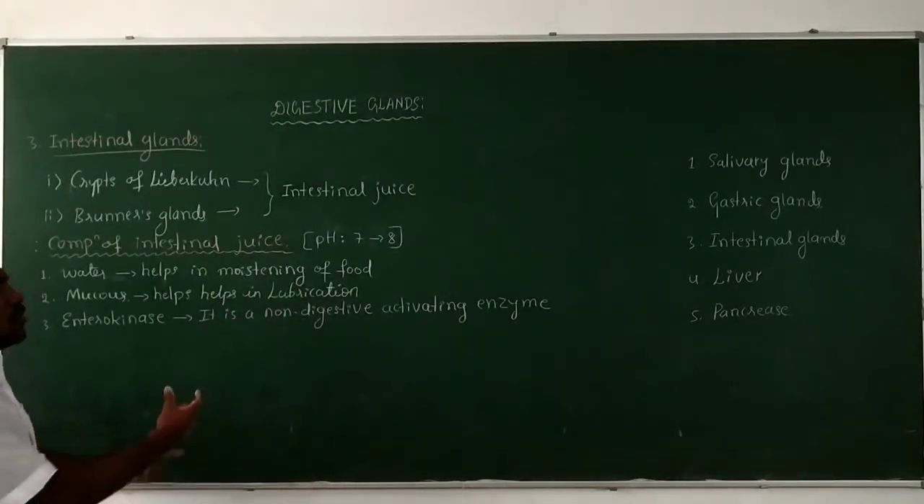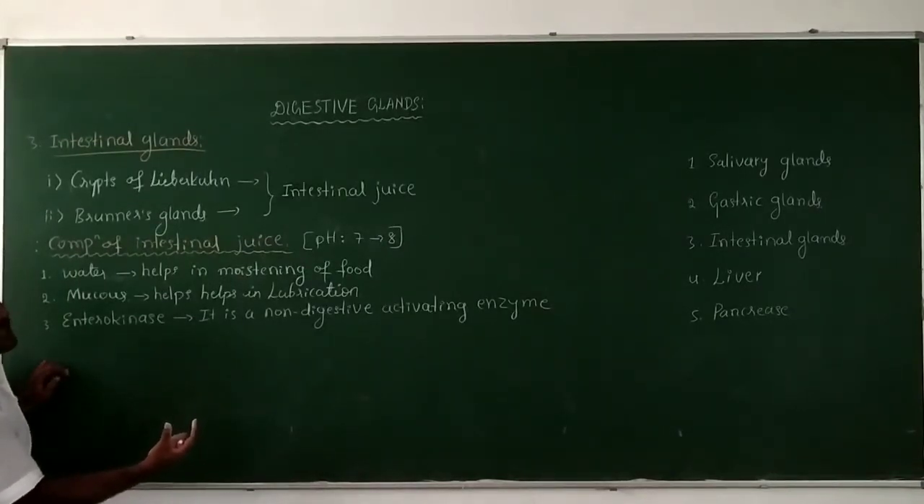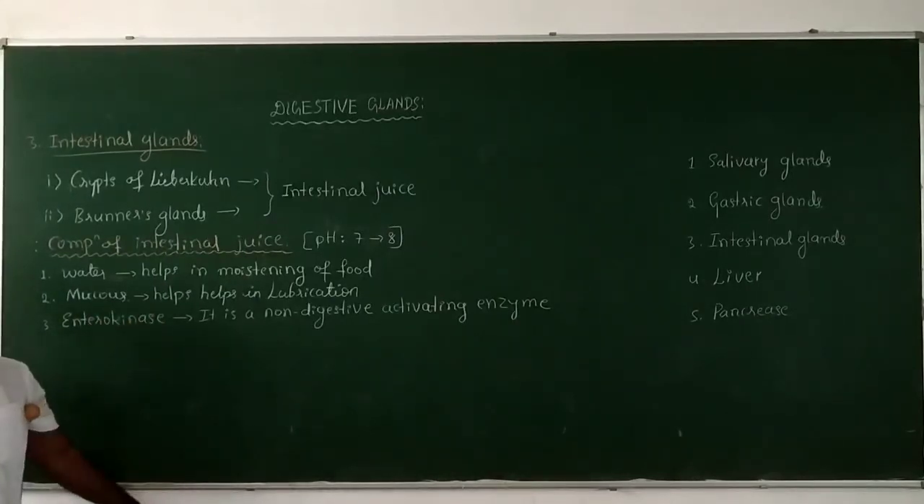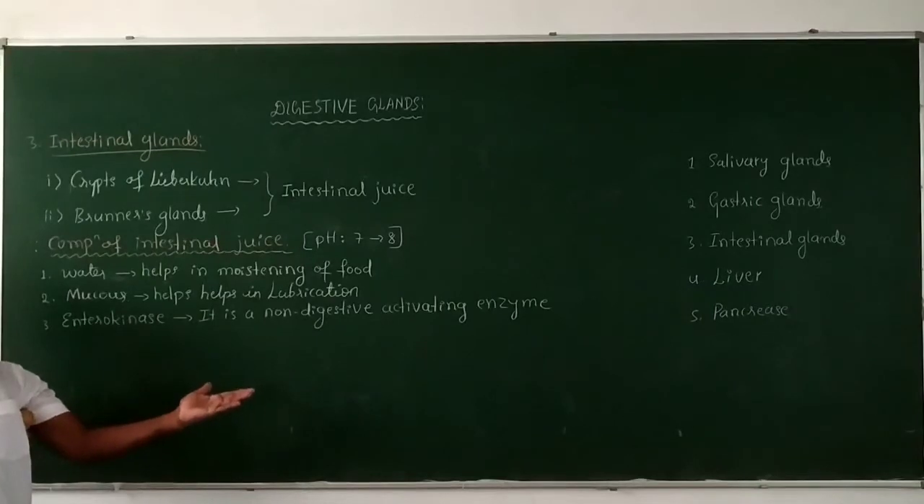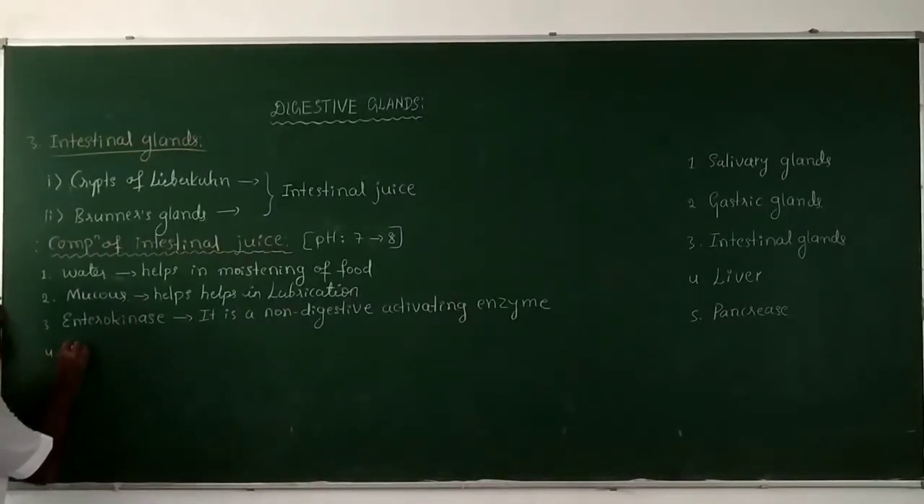That is the meaning of non-digestive activating enzyme. Name the non-digestive activating enzyme found in the intestinal juice. Enterokinase. What do you mean by enterokinase? It is a non-digestive activating enzyme found in the intestinal juice. And it also contains proteases.